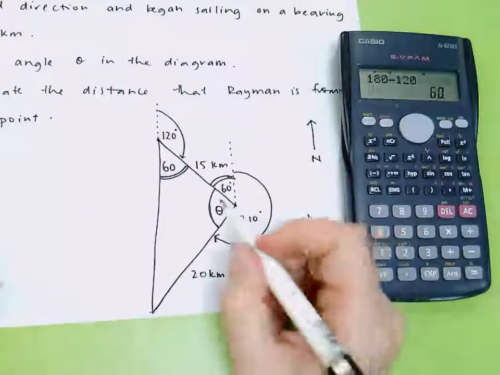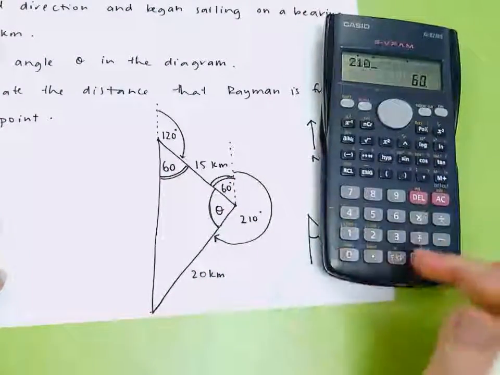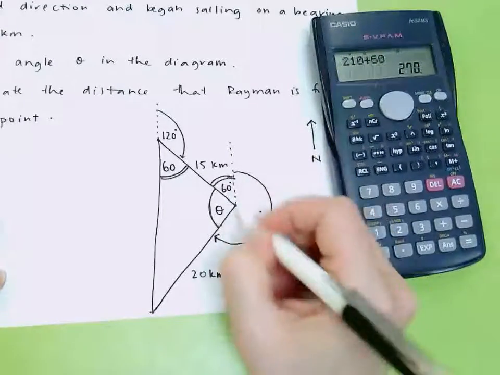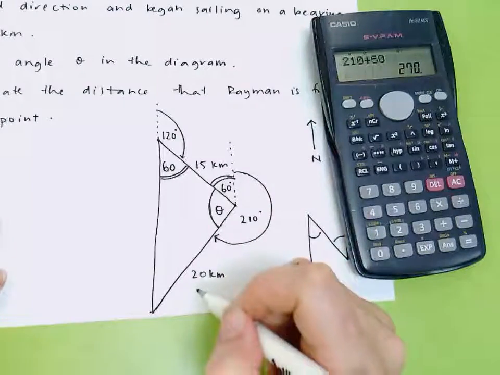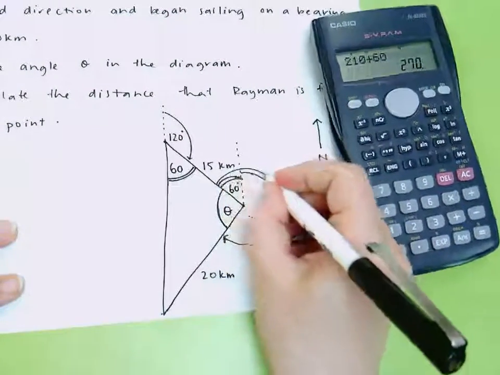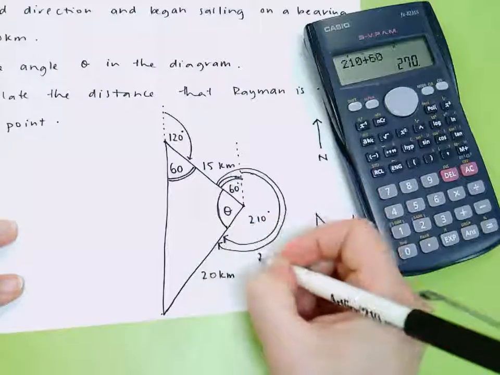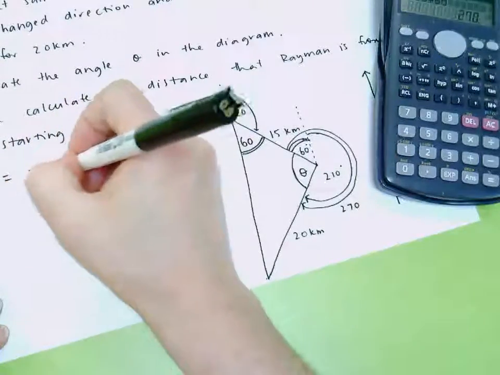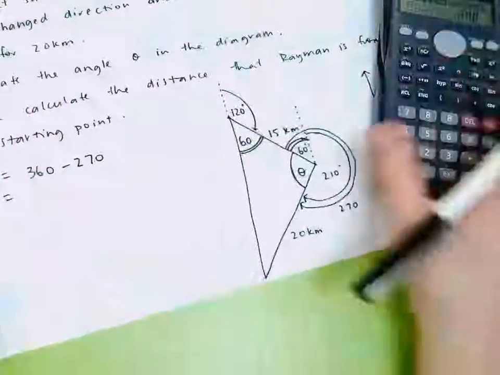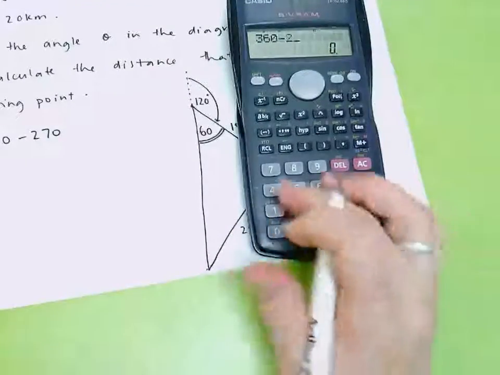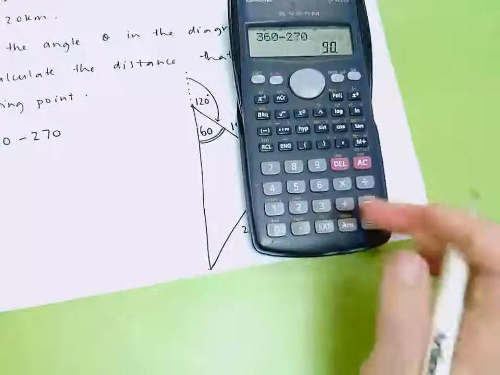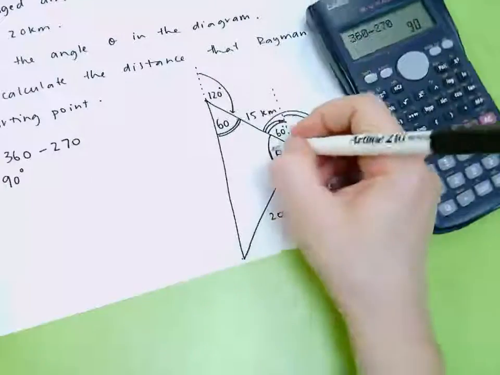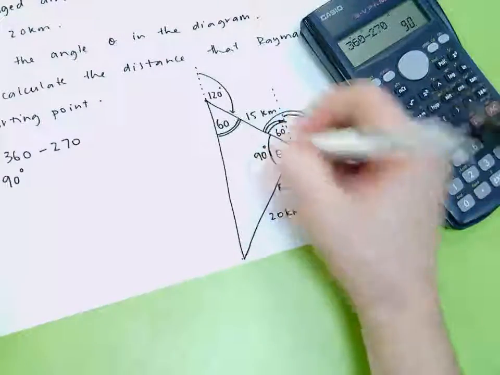So to work out theta, I'm going to say, well, what's 210 plus 60? That's 270. So this bit and this bit together give me 270. So if I know that this is 270 all the way around, theta must be equal to 360 minus 270, which equals 90. So this angle here is actually going to be 90 degrees. All right.